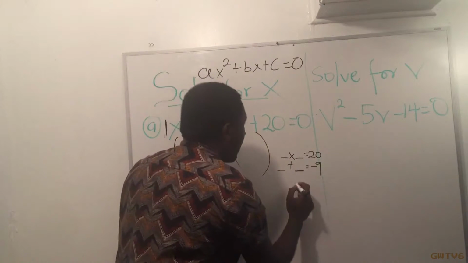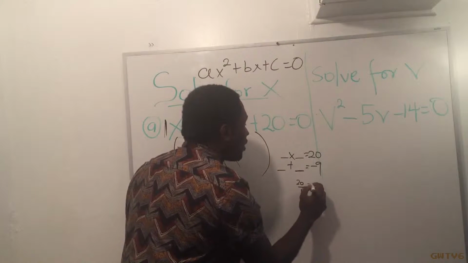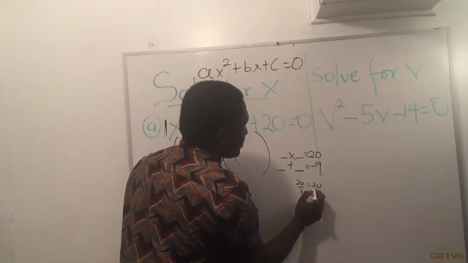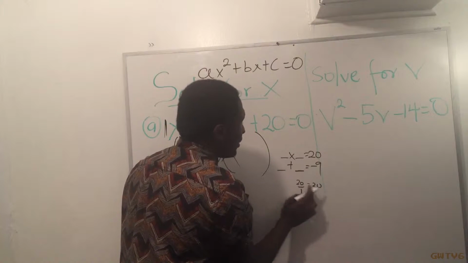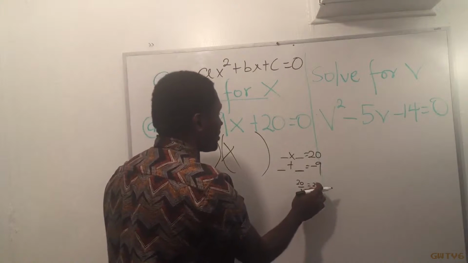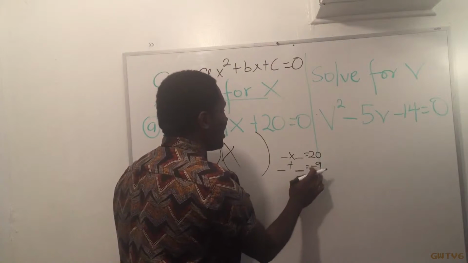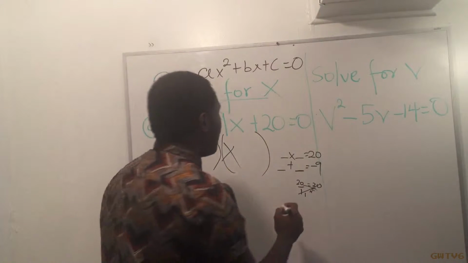I always start with 1, right? So I do the multiplication first. 20 divided by 1 is 20. So that means 20 times 1 is 20. But what is 20 plus 1? That's not -9. What is -20 minus 1? That's not -9. So that means 1 and 20 is not going to work. So let me move on to 2.